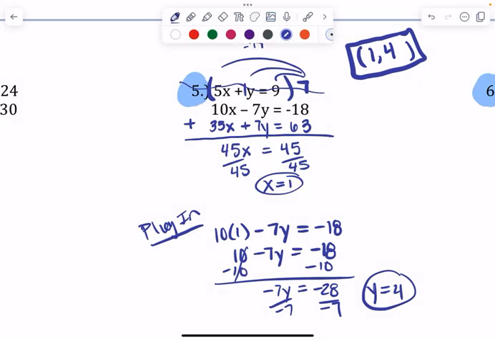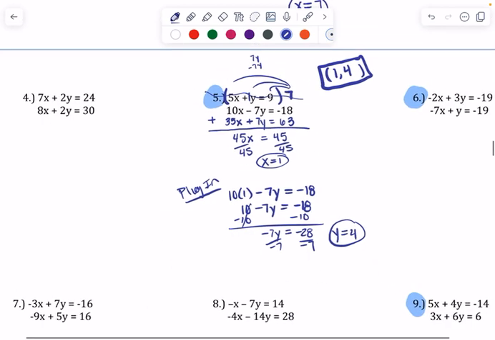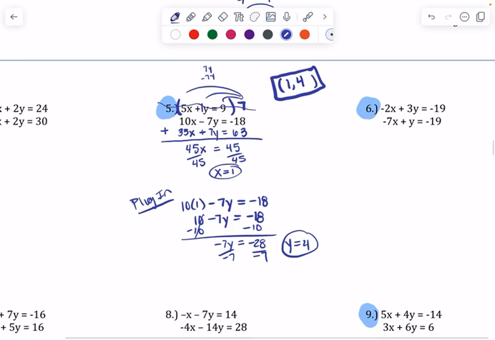So this time we multiplied by a positive, only because we didn't need to change anything, because they were positive and negative already. So you're only multiplying by a negative number if you need to change a sign.